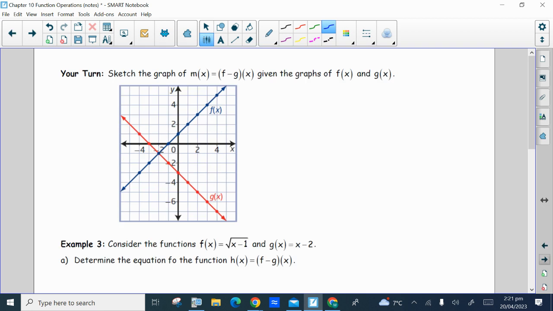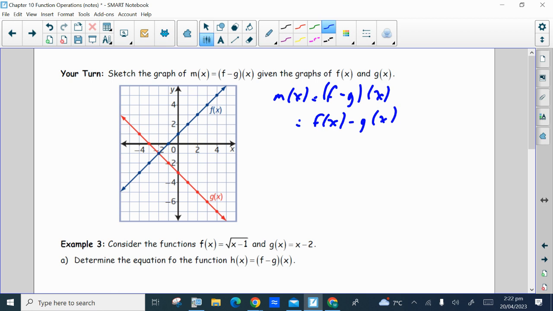All right, now in this case, it's changed. M is f minus g at x. But the principle will be the same. In this case, you will subtract the y values. Now, when you're adding them together, it doesn't matter what order you follow. But when you're subtracting, order absolutely matters. It has to be the y value on f first minus the y value on g second.